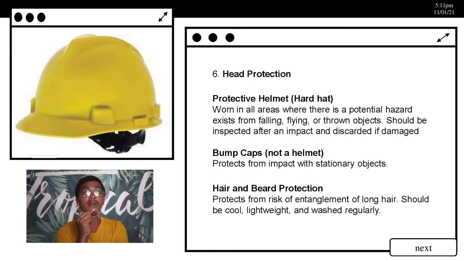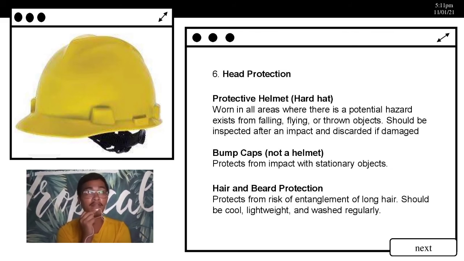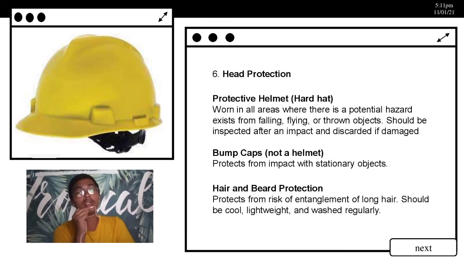So these kind of protective helmet are intended for falling objects that are heavy. So if it is damaged, if it is cracked, it should be discarded, it should be replaced, and it should also be inspected if it has been hit by falling debris or heavy objects. So you have to check that.